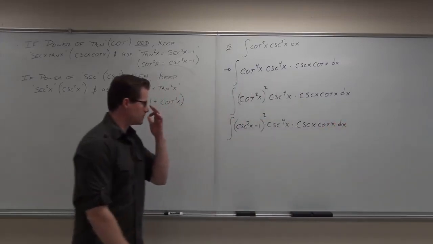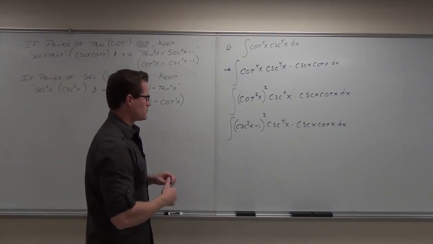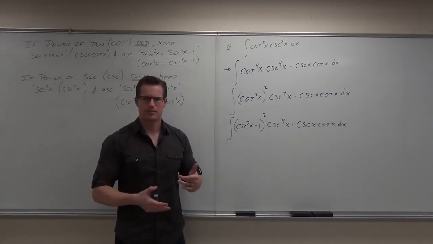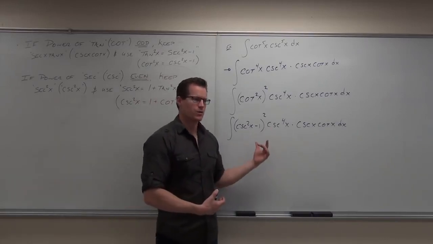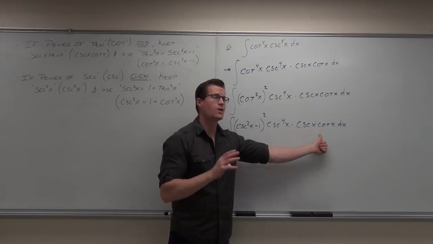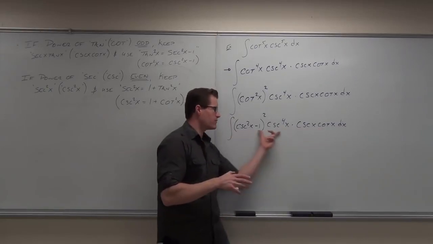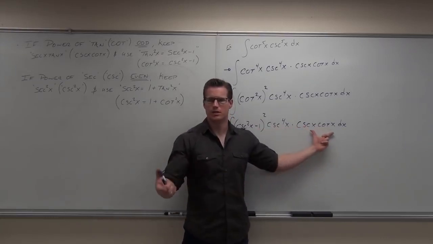Believe it or not, we're almost done. Almost. Ladies and gentlemen, you okay so far? I want to know if you understand the reasoning behind what we're doing here. We're trying to get all of these to be cosecant because this is the derivative of cosecant. So as soon as you have them all the same and the derivative is right here, what should you be doing?